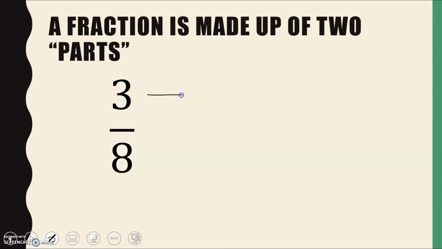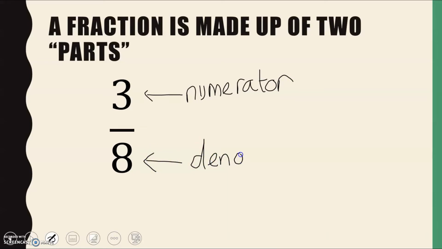So we would call the 3 our numerator, and that tells us how many of these fractions that we are looking at. So here we've got 3 of 8, and 8 is our denominator. The denominator tells us how many parts our whole shape has been split into, and the numerator tells us how many of these parts we have.